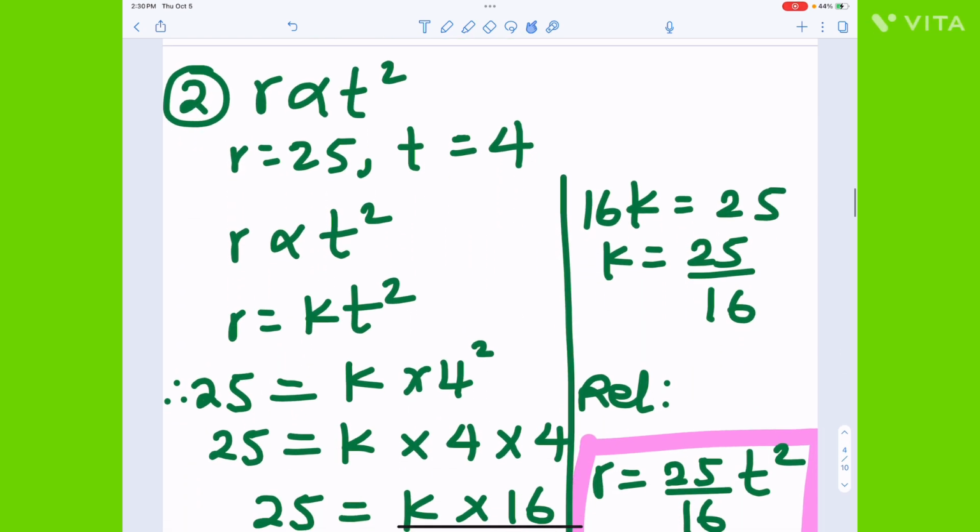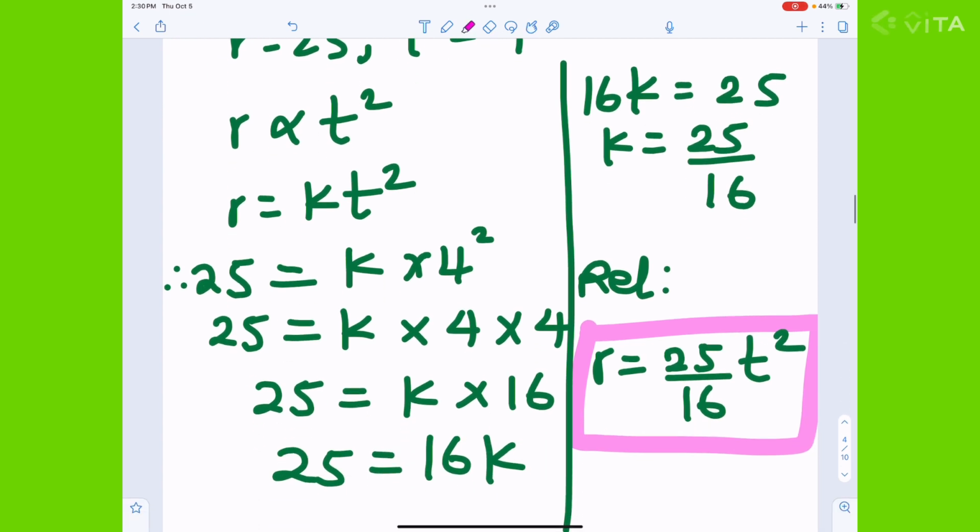Question 2 says r varies directly as t squared, and r is 25 when t is 4. That's straightforward, simple. Change the expression from r varies directly as t squared to r is equal to kt squared. That helps you introduce your constant of proportionality or constant of variation. We are told that r is 25 when t is 4. So 25 is equal to k times 4 squared. That means 16k is equal to 25.